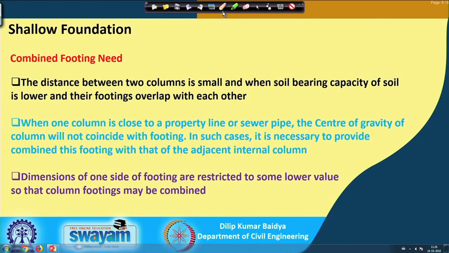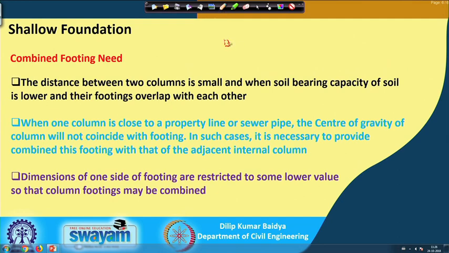When one or two or more columns are connected by a single footing, that is called combined footing. And again, combined footing can be of different types. I will only discuss simple combined footing like rectangular or trapezoidal type. We need it when the distance between the two columns is small and the soil bearing capacity is lower. If the soil bearing capacity is less, then when you provide the required area, we may find that the footings of both the columns overlap. Like I will just show you here.